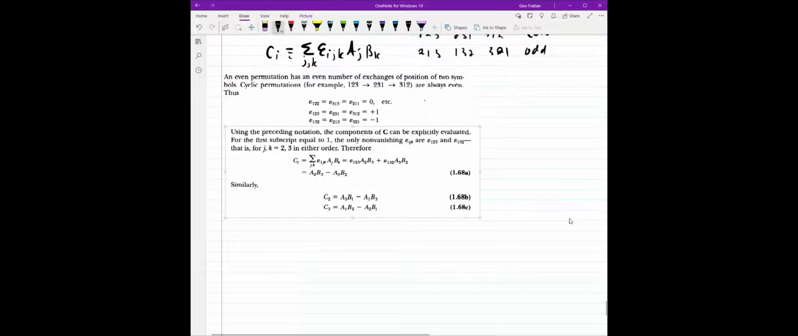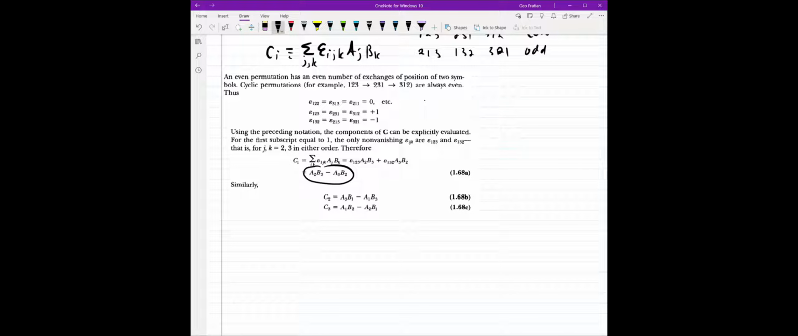So if we want the first value, we set I equal to 1, and then we get 1, 2, 3 plus 1, 3, 2, because everything else is 0. If you have any repeated indices, you get 0. So then we just get A2, B3, A3, B2, and so forth.